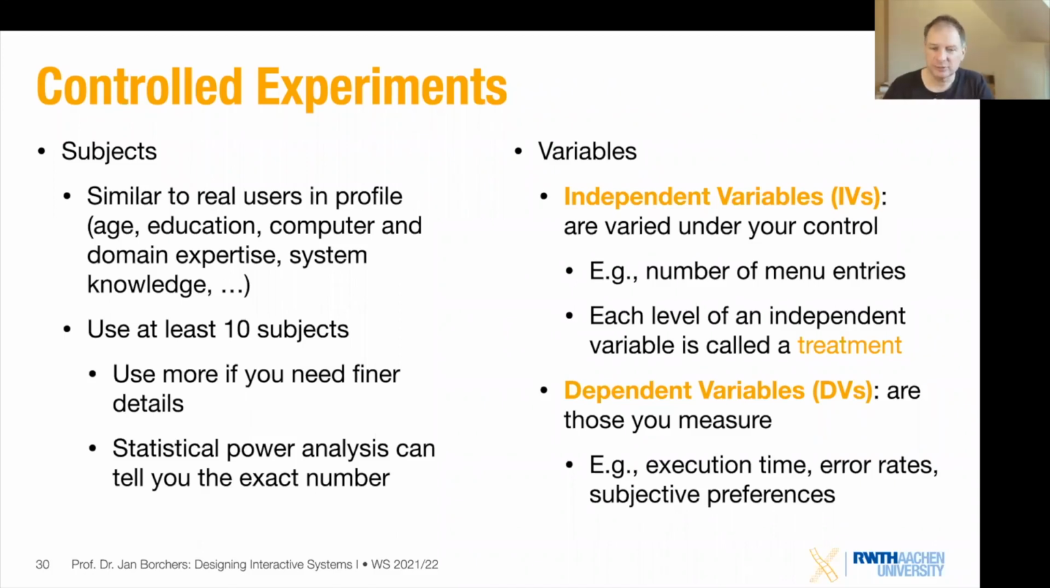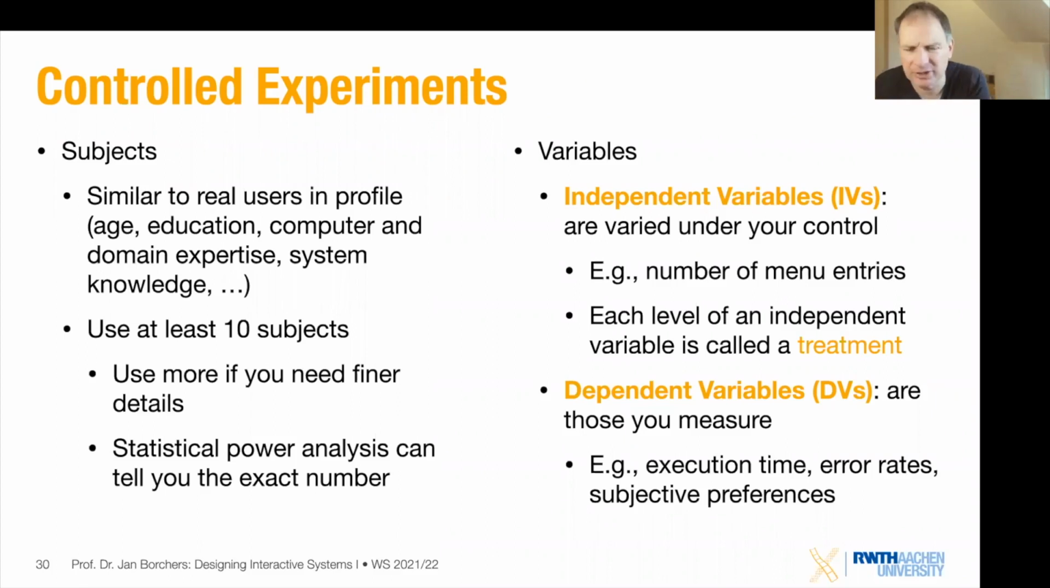The second kind of variables you have is dependent variables, and these variables are the ones that you measure. They depend on the choices you made for the independent variables. Typical examples in HCI are execution time for a task. How long did it take somebody to do a task, like picking a menu item? Or error rates, how often did they hit or miss the right menu that they were supposed to pick? Or subjective preferences, which interface did people like better?